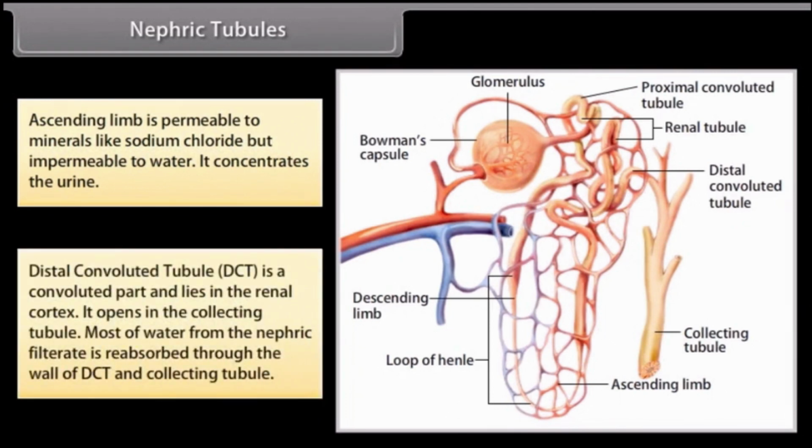Distal convoluted tubule DCT is a convoluted part and lies in the renal cortex. It opens in the collecting tubule. Most of water from the nephric filtrate is reabsorbed through the wall of DCT and collecting tubule.